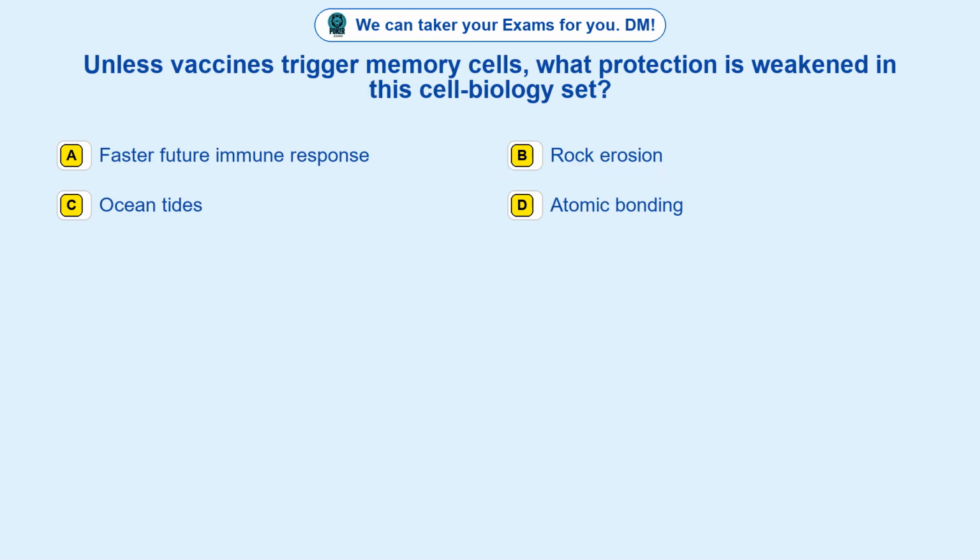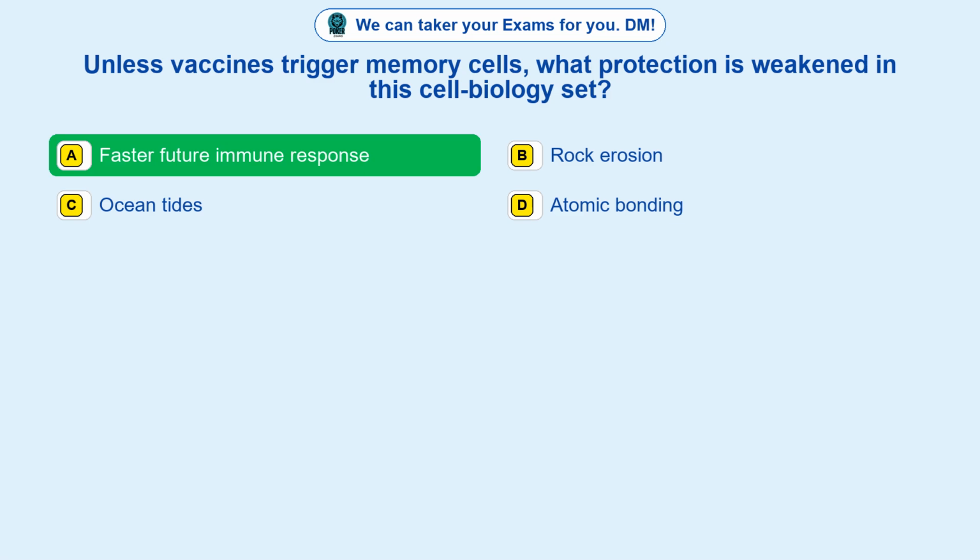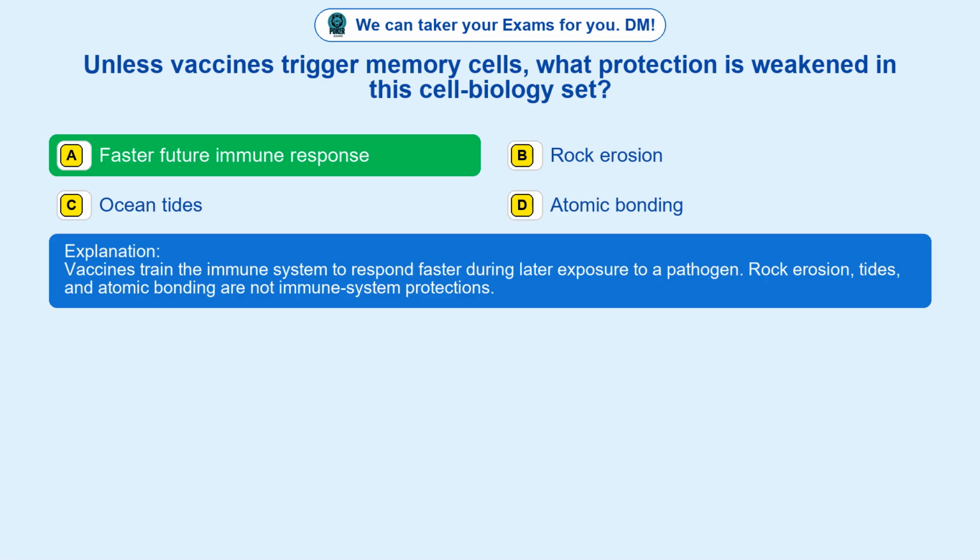Question 22. Unless vaccines trigger memory cells, what protection is weakened in this cell biology set? Option A, faster future immune response. Option B, rock erosion. Option C, ocean tides. Option D, atomic bonding. The correct answer is option A, faster future immune response. Vaccines train the immune system to respond faster during later exposure to a pathogen. Rock erosion, tides, and atomic bonding are not immune system protections.